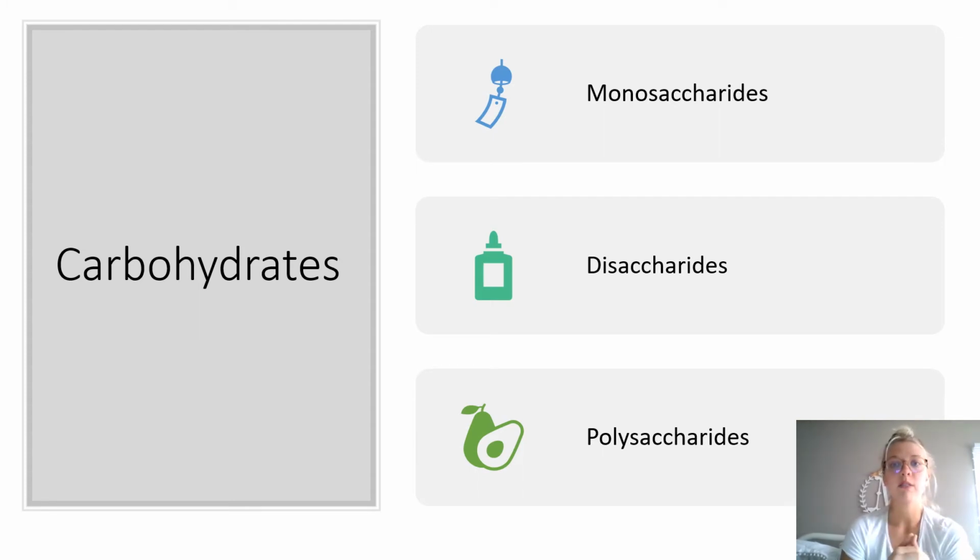So let's go back to monosaccharides. The most common types of monosaccharides are glucose and fructose. Next, let's take a look at disaccharides, which are a more complex carbohydrate and include sucrose and lactose. Most commonly, disaccharides are referred to as sugars. Next, we have polysaccharides, which are your most complex type of carbohydrate, and polysaccharides include starch, glycogen, and cellulose.